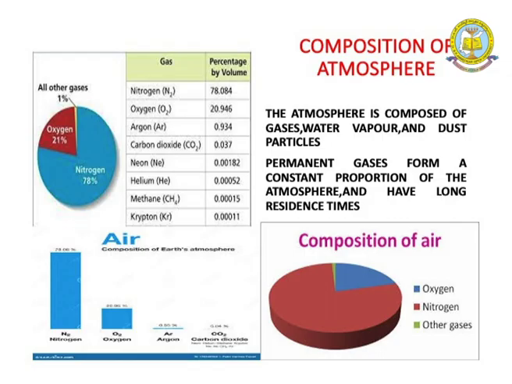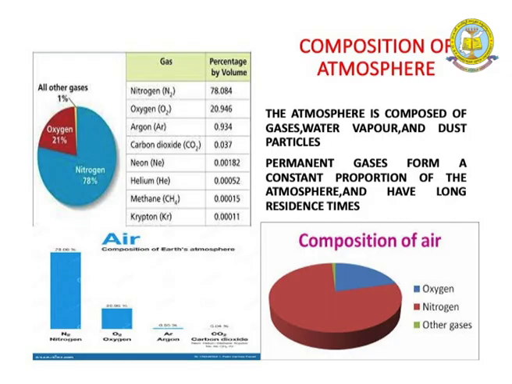Now, when I say composition of atmosphere, what is actually there in this air? What does air comprise of? Air comprises of gases, and air also comprises of water vapor and dust particles. Now, when we talk about gases, we need to know that these gases are divided into two: one is the permanent gases, which are constant, and the other is the variable gases.